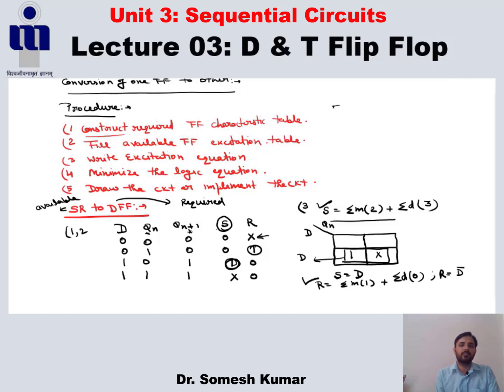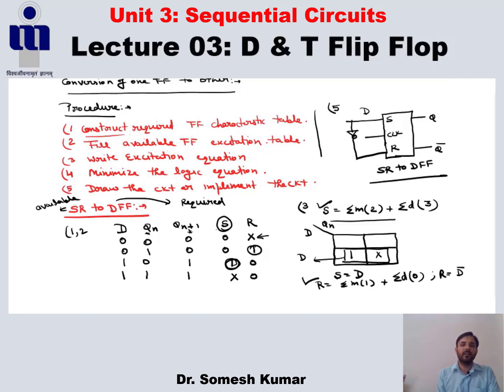Now what is the next step? That is the fifth step, draw the circuit or implement the circuit. We have to design the SR to D flip-flop. Here this is the available flip-flop, this is S, this is R, this is the clock, and these are our Q and Q bar. Now S is equal to D and R is equal to D bar. So this is our SR to D flip-flop. By using this procedure, we can design all other flip-flops from other flip-flops.